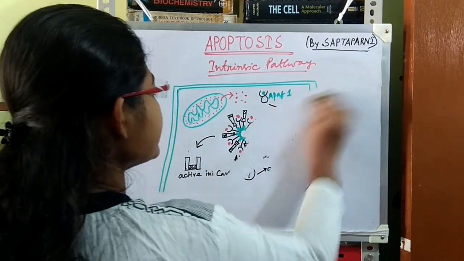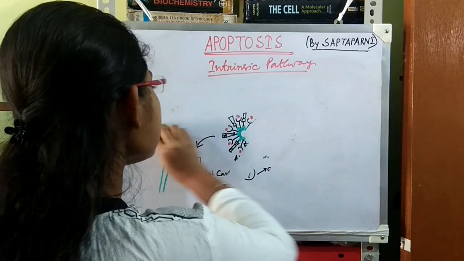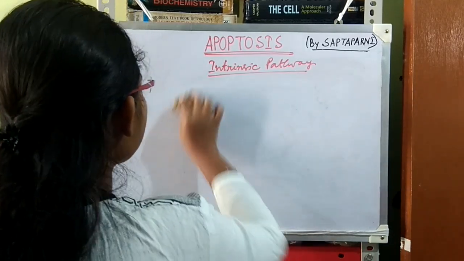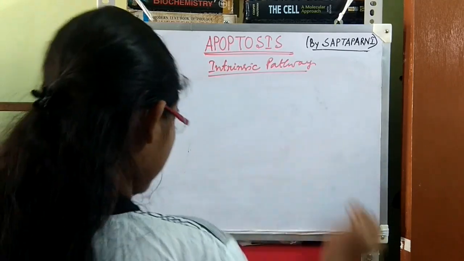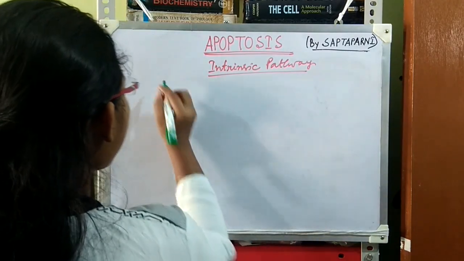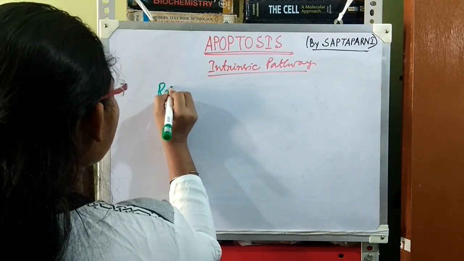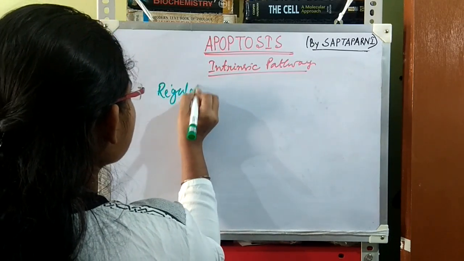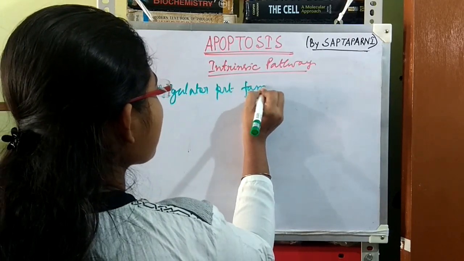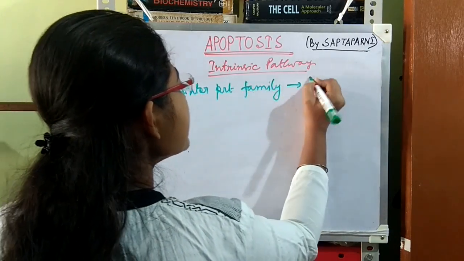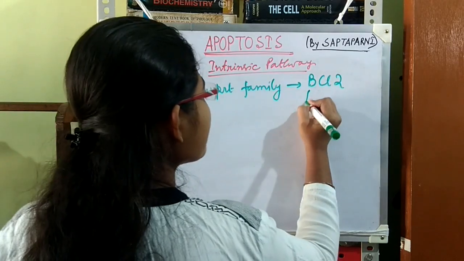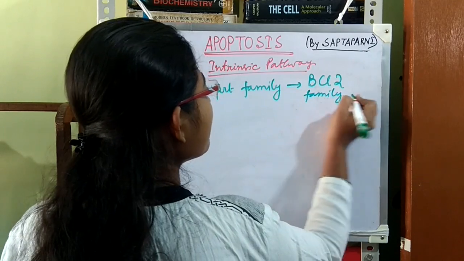In our body, there is a regulator protein family, known as the BCL2 family of proteins, which regulate the intrinsic pathway of apoptosis. So, the regulator protein family is the BCL2 family of proteins.